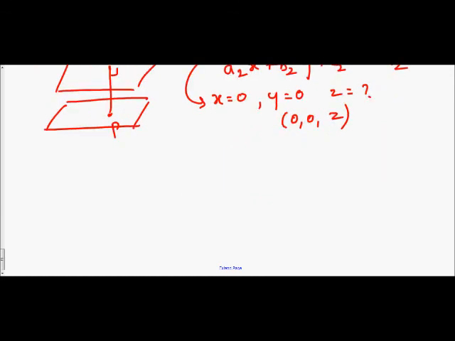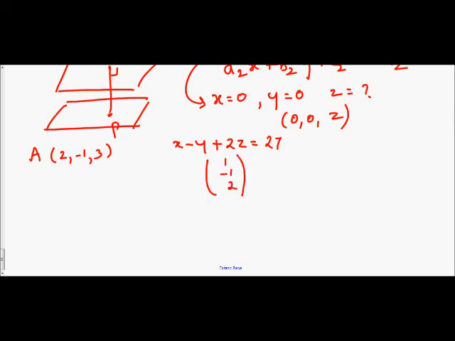Let me do one small question for you. Find the shortest distance from the point 2, -1, 3, which is point A, to the plane x minus y plus 2z equal to 27. Now what was the first step? The first step was to find the normal. So the normal is 1, -1 and 2 here, right?